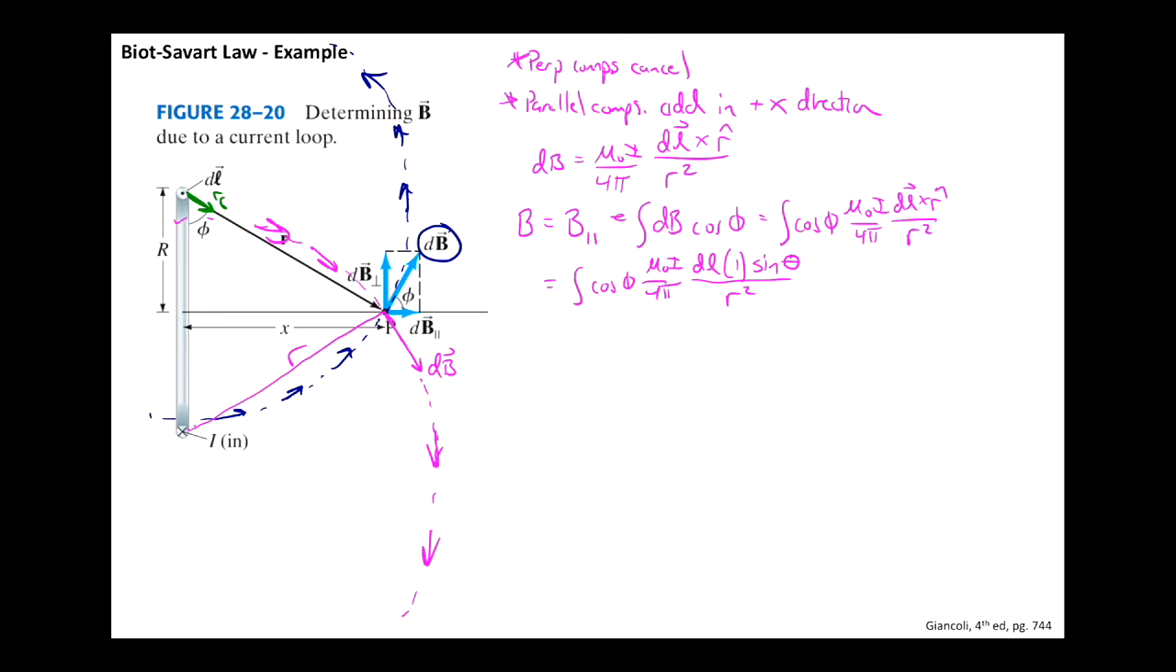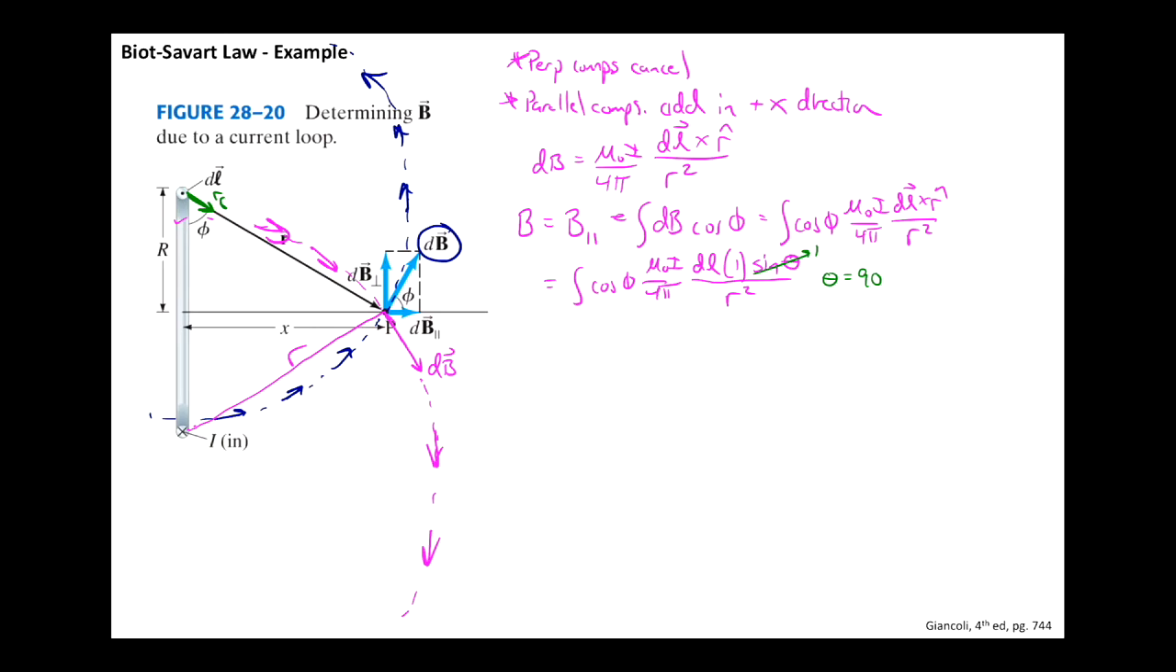They are perpendicular, and they'll always be perpendicular. dl is perpendicular to the screen, and r hat lies in the plane of the screen. Those have to be perpendicular to each other at all times. So that means this thing is going to be 1, because theta is equal to 90 degrees at all points. Which helps a little bit.